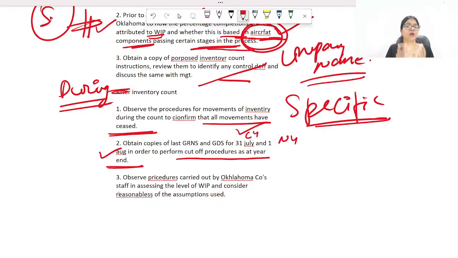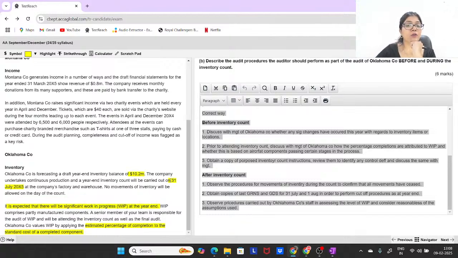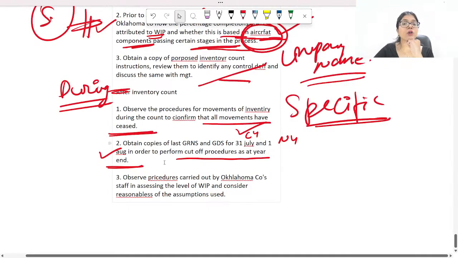Of course, because, again, I mentioned this previously as well, you are having a year end of 31st of July and you are making the inventory count, the last inventory count is also happening on 31st of July. So there can be cut-off issues in the sense that some of the inventory which was part of this year got missed and we did not count it, and then will be counted in the next financial year. So that should actually not happen, right? That is the reason we are taking the copies of the GRNs and the GDNs from this year and from the next year also, the first day of the next year, in order to perform the cut-off testing. Clear? This is also specific.